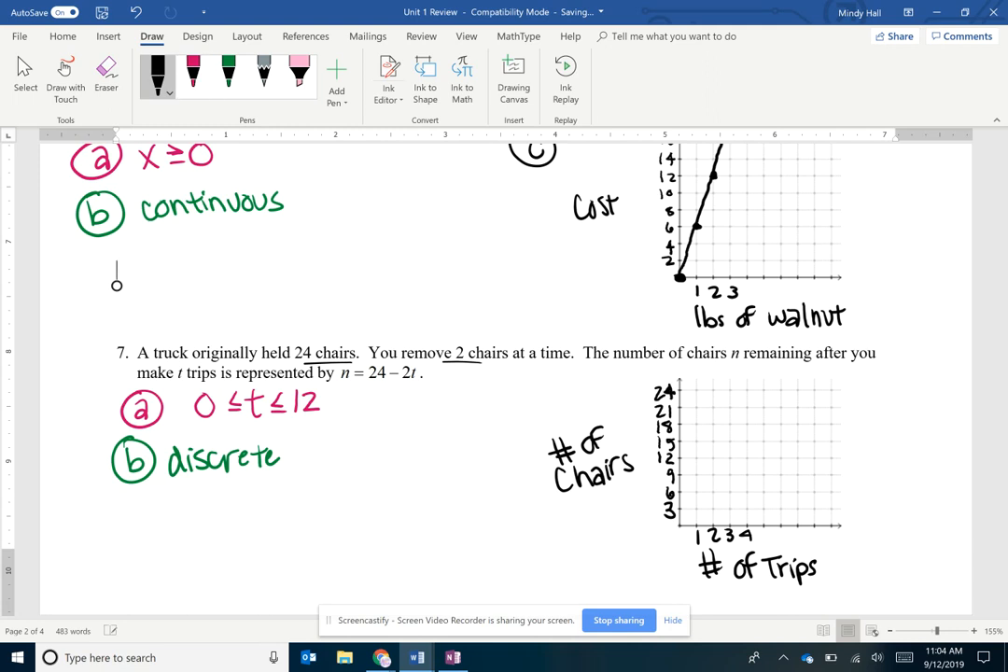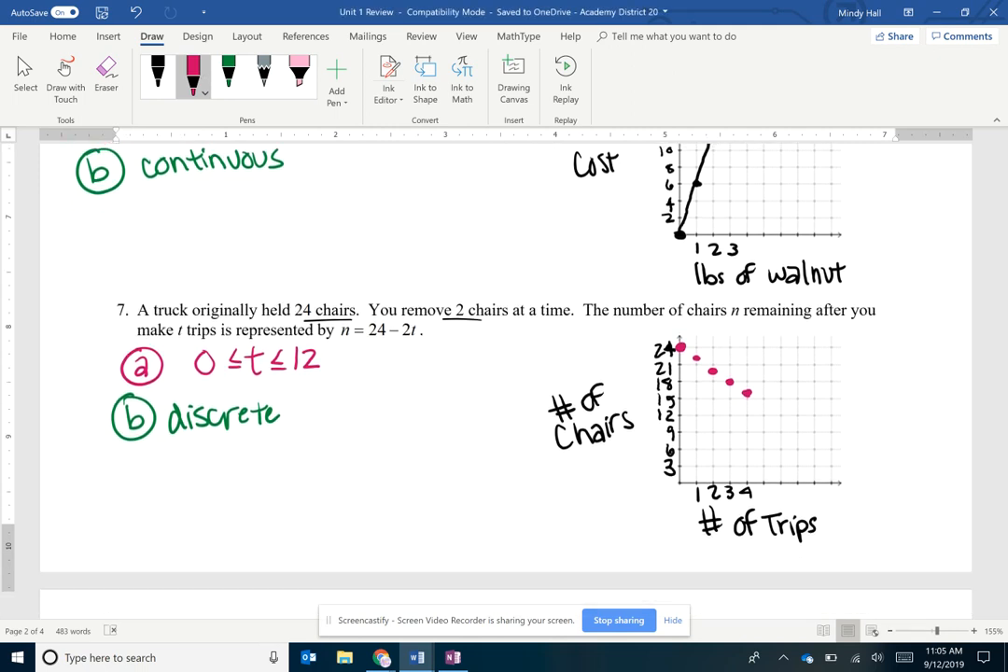So when I graph this, I start at 24. So I have to come up to this. And then I'm going down by 2 chairs every time. So 24, and I'm going to be ever so slightly off of mine. After 2 trips, I should have 20. It looks about right. And then 18 at 3 trips, and then 16 at 4 trips. And we already said it's discrete, so I'm not connecting the dots, but you can see the linear relationship that is happening. Okay, and eventually, way down here at 12, we would have 0 chairs. So that is why we have an end to our domain.